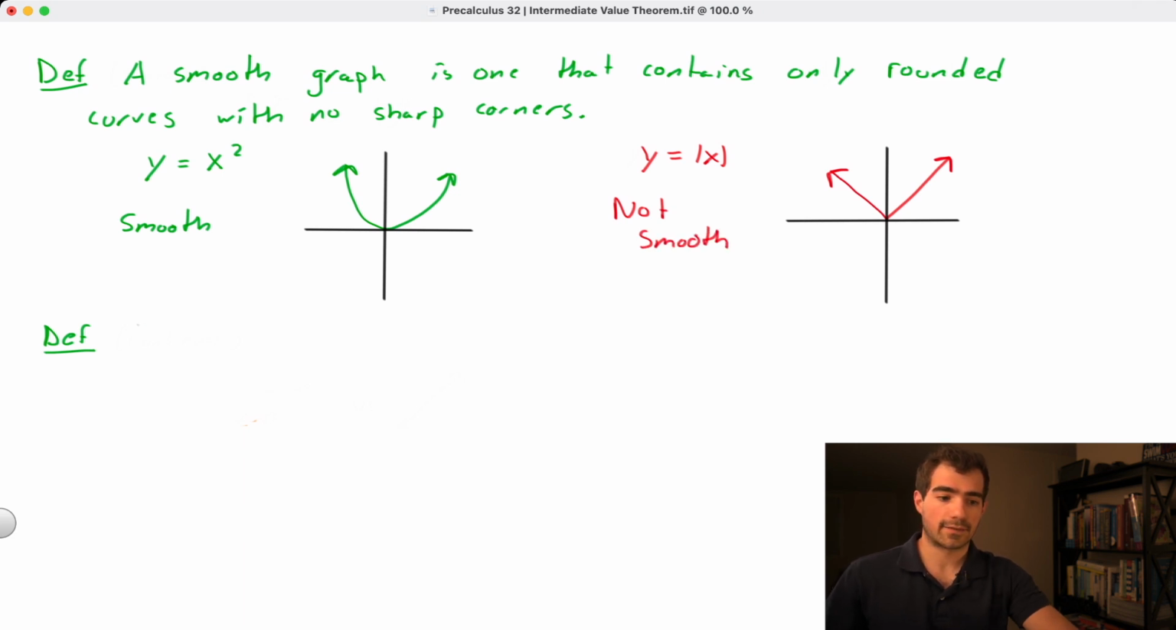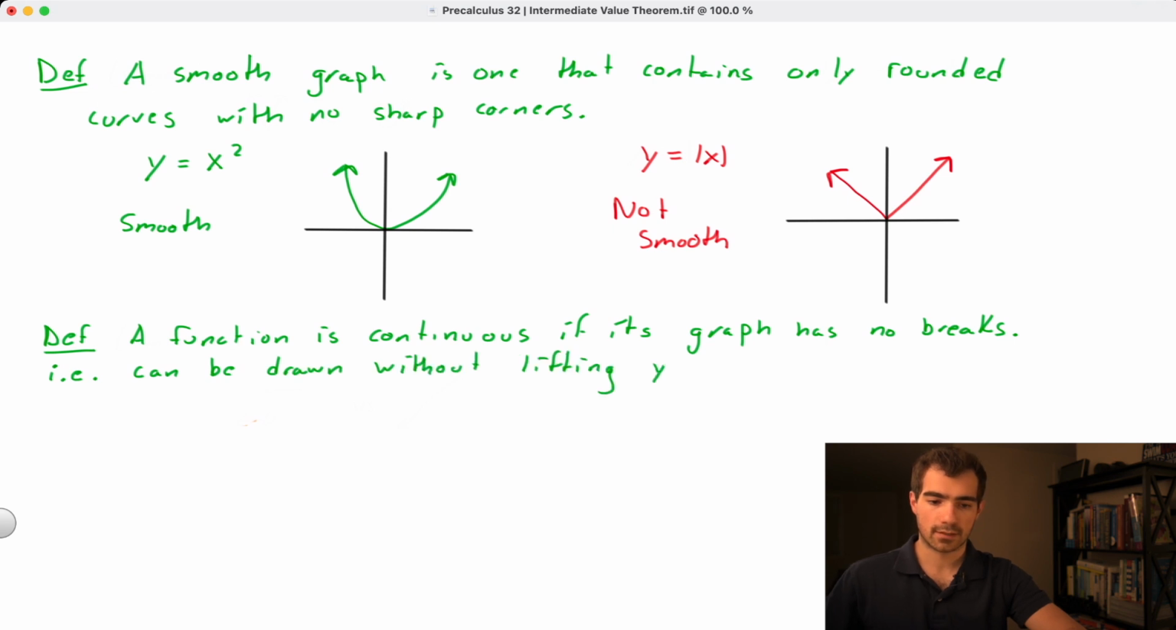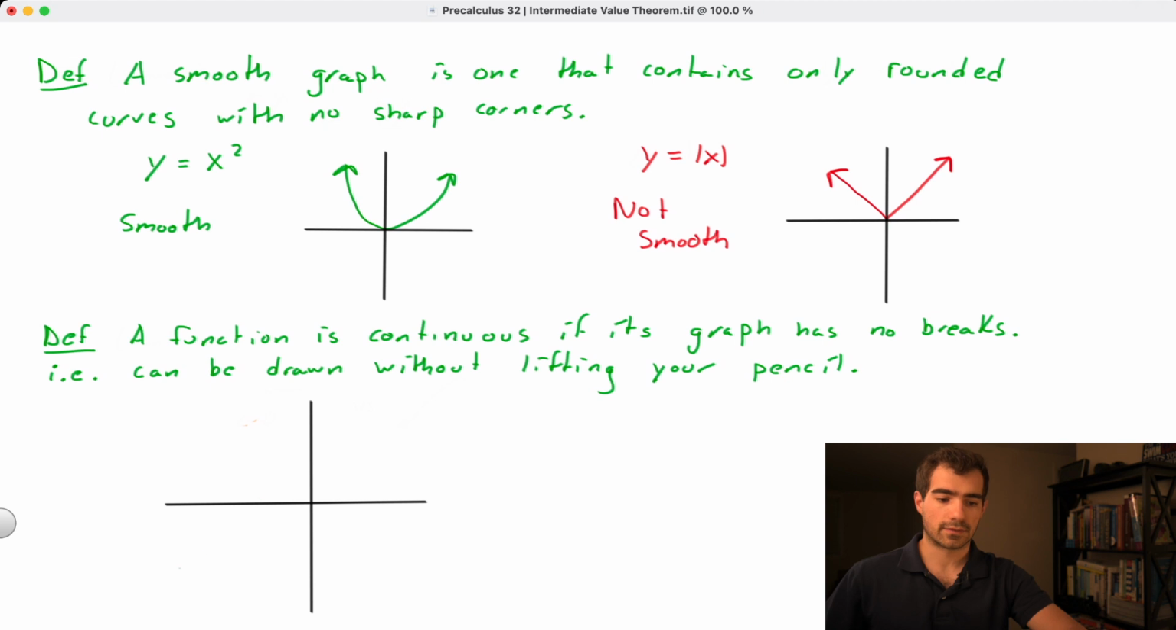Then we would say that a function is continuous. A function is continuous if its graph has no breaks. In other words, it can be drawn without lifting your pencil. And so, for example, I could draw something like this. And because I can draw the entire curve from start to finish without lifting my pencil, it is continuous. There exist no breaks along this graph.